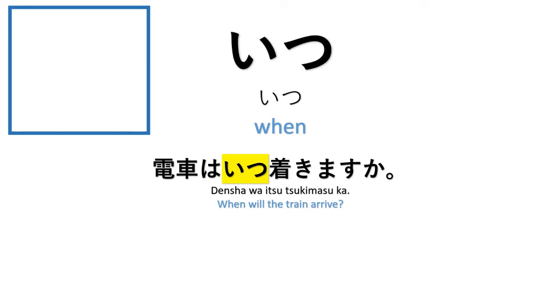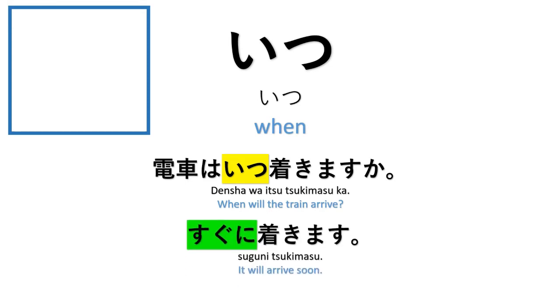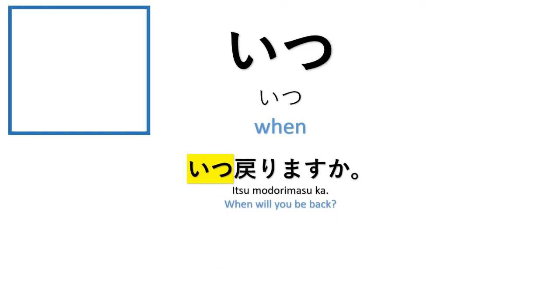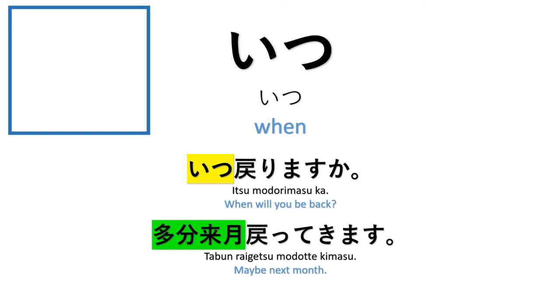Densha wa itsu tsukimasu ka? When will the train arrive? すぐに着きます。It will arrive soon. いつ戻りますか？ When will you be back? So, 多分来月戻ってきます。Maybe next month I will return.